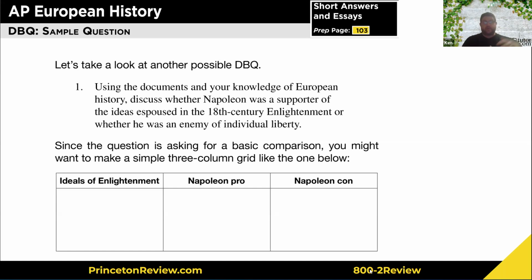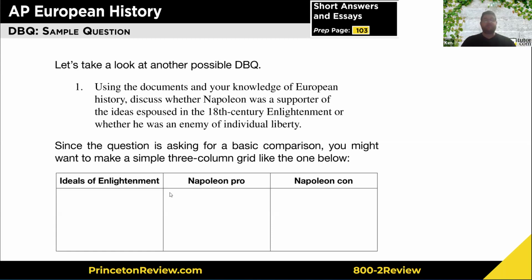Using the documents and your knowledge of European history, discuss whether Napoleon was a supporter of the ideas espoused in the Enlightenment or whether he was an enemy of individual liberty. Before you look at any documents, so don't even use the reading period yet, you need to write down what you know about this topic. If you read the documents first, you're not going to get the point for outside information because you're going to come up with something you think is outside, but isn't really.